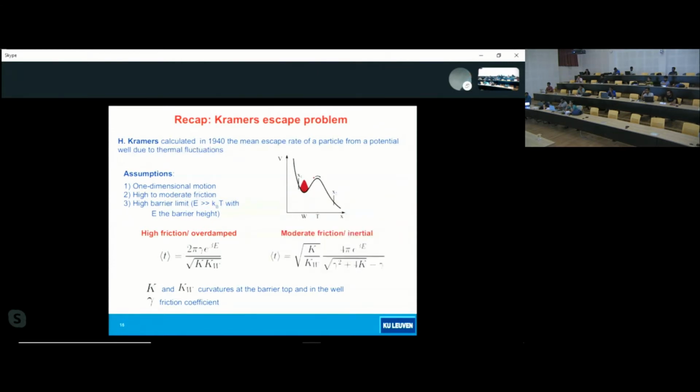And there is also another result when the friction is not that high. While the left side is the overdamped limit, the right side you can call moderate friction, this kind of inertial regime. So this is some recapitulation of a well-known theory in this system that we are going to use, discuss and recall later.